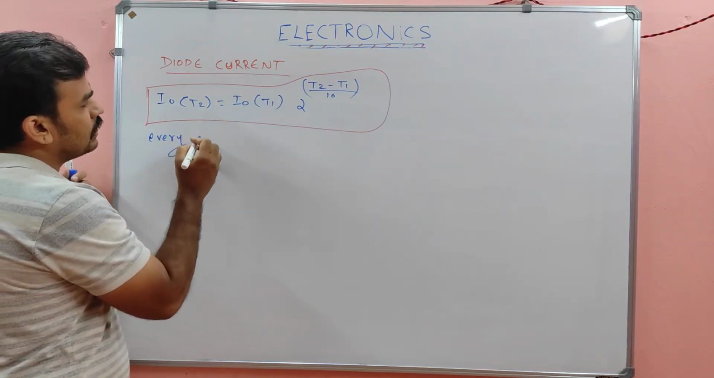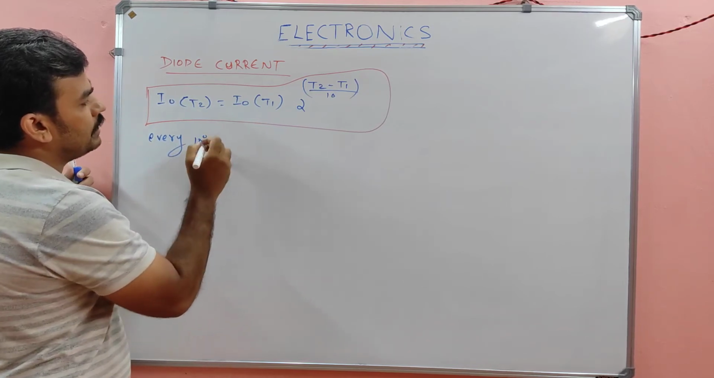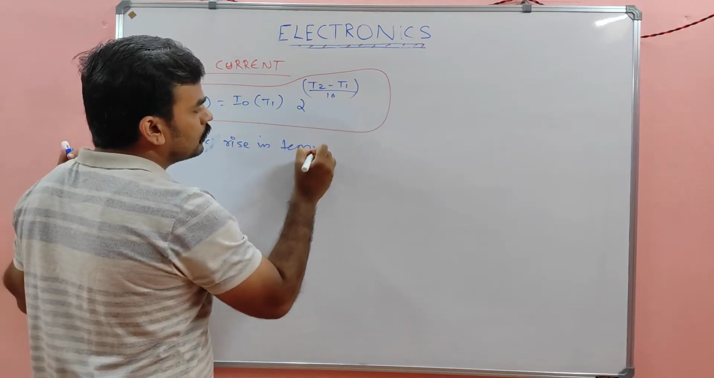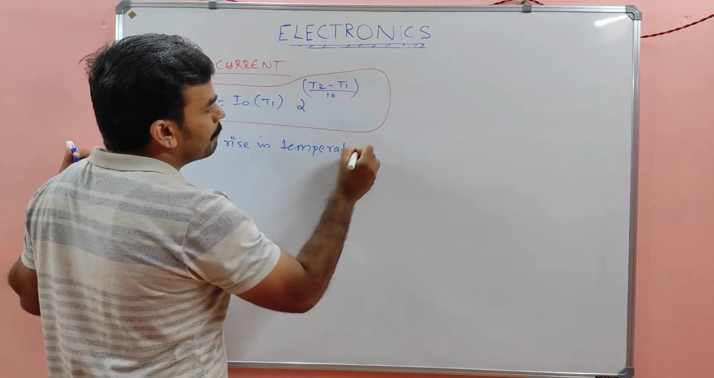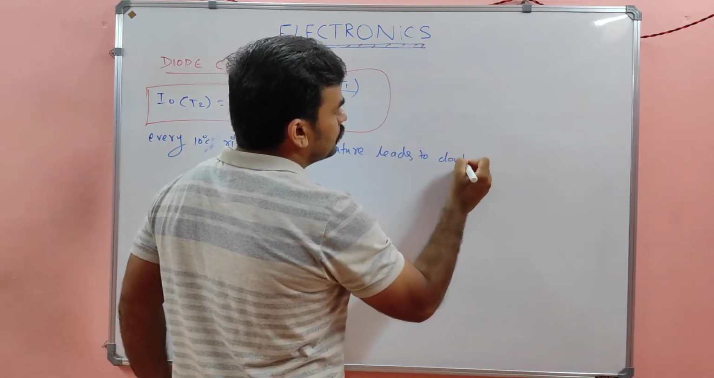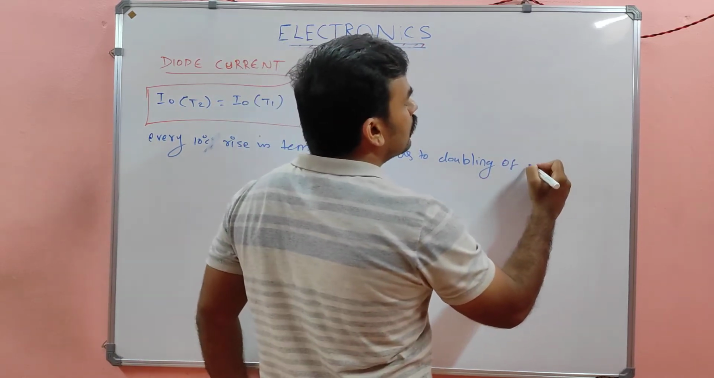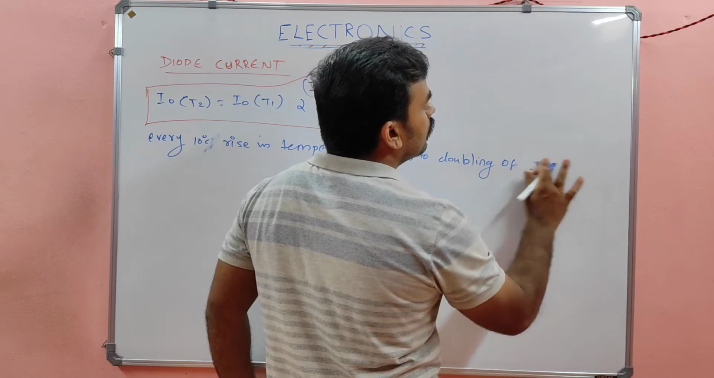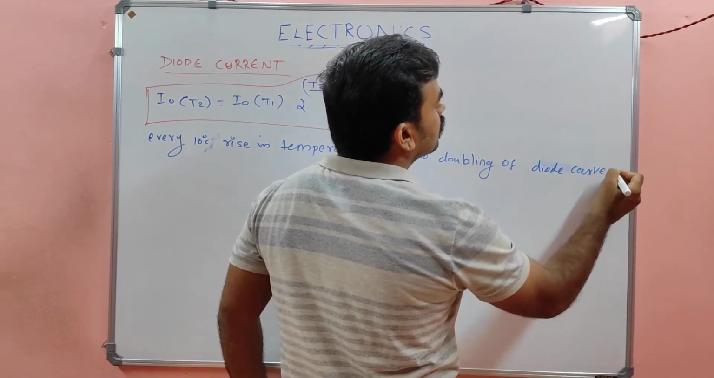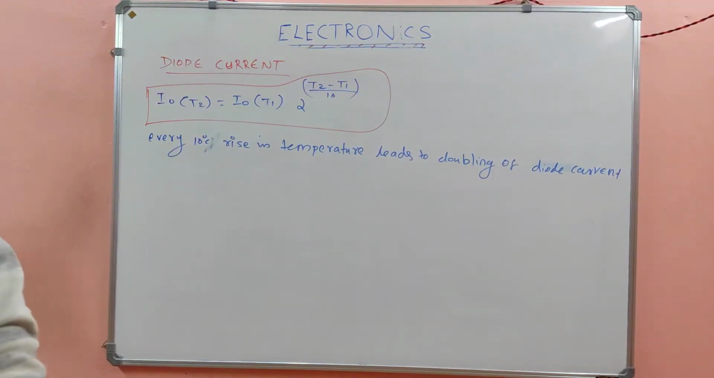It is said that every 10 degree Celsius rise in temperature leads to doubling of diode current. Doubling of diode current.